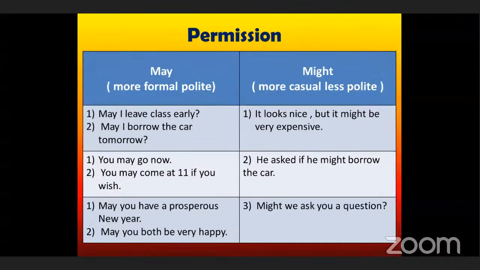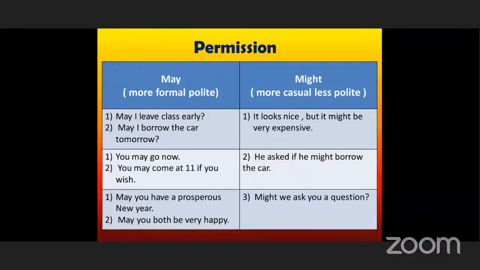For example, see, first, may I leave class early? Okay. Now here I want to ask for permission. Now see, more formal, polite it is. To ask for permission, we use may. For example, see, may I leave class early? Second example, may I borrow the car tomorrow? Here the person is asking permission by using the modal auxiliary may. So when we are asking for permission, use the modal auxiliary may.